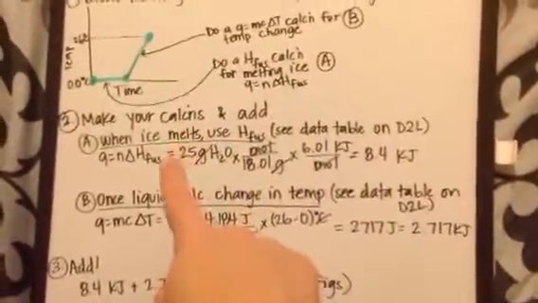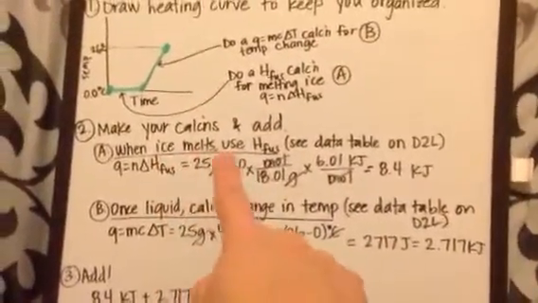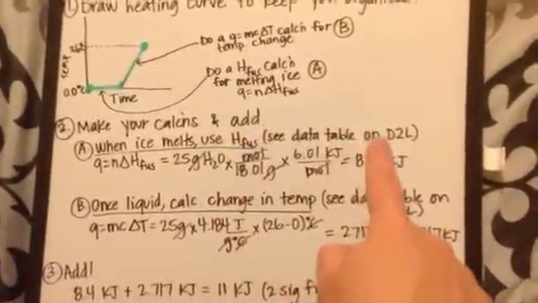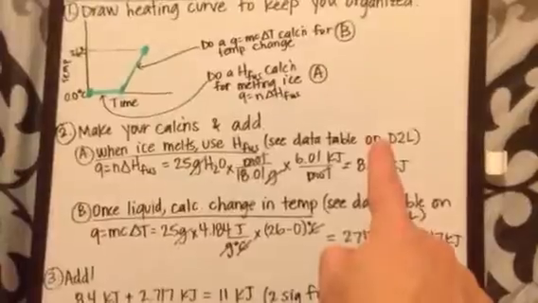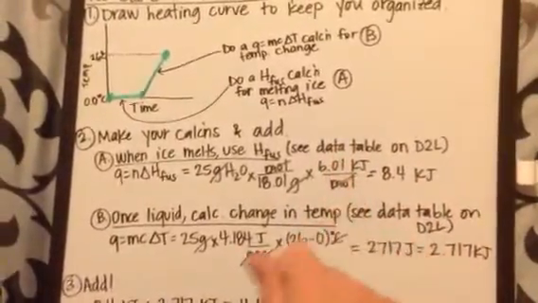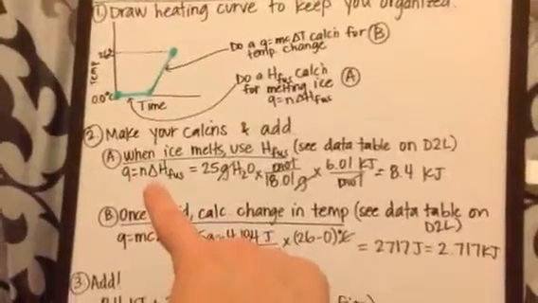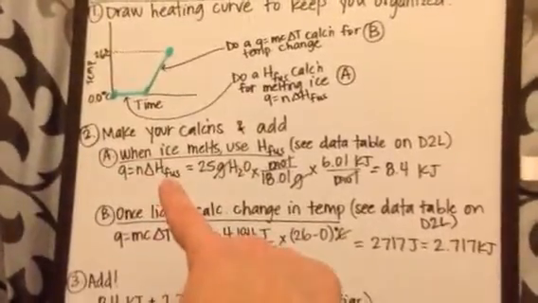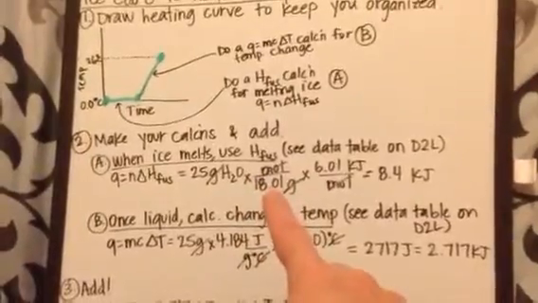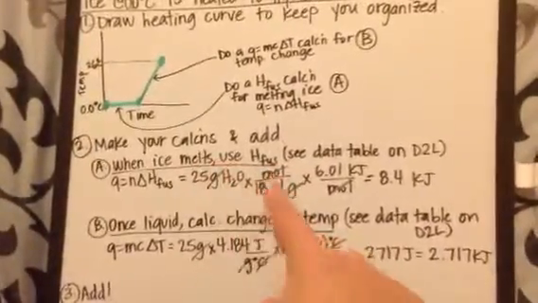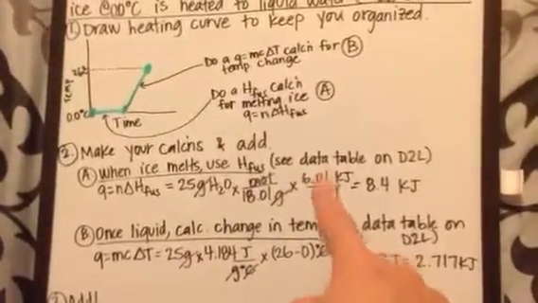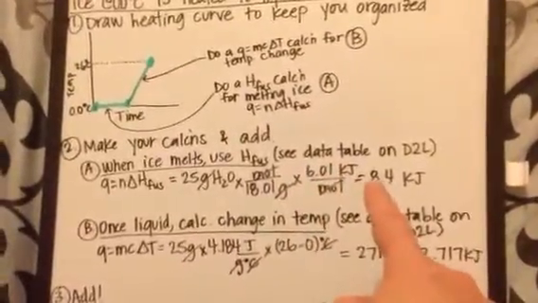So first, we're going to do the ice melting calculation. Now the heat of fusion data are in a table on D2L. It's called physical constants, so download that. That's where this 6.01 comes from. So Q is equal to n, which is number of moles, times heat of fusion. So 25 grams, molar mass is 18.01. So that gives me my number of moles, and then we're multiplying it by the heat of fusion. This number comes from D2L. So that gives me 8.4 kilojoules.